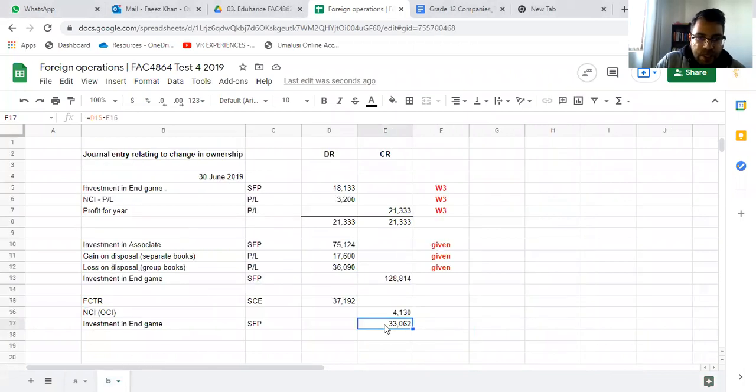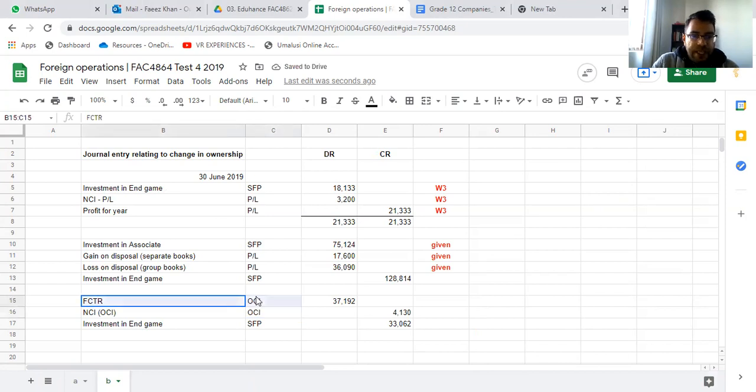Okay, so there we go. So this is just basically the balancing figure. So please make sure that you get that part, and this is going to be OCI. So let's just explain this journal entry. So this year, actually, this is not OCI, this is OCI. So this over here is the movement in OCI for the full year. I mean, for the 3 months.